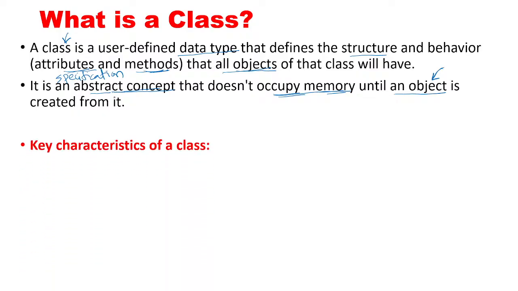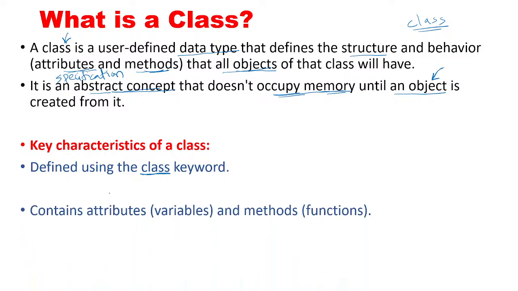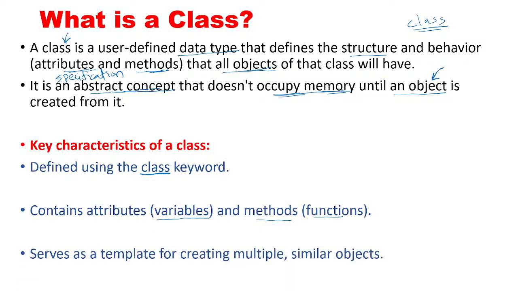This we should remember. So what are the key characteristics of a class? The class is defined using the class keyword. In Python, we have a keyword called class. Using the class keyword, we define the class, and it contains attributes implemented with the help of variables, and methods, that means functions. Then it serves as a template for creating multiple similar objects. All the objects created from this class will have similar structure and behavior.